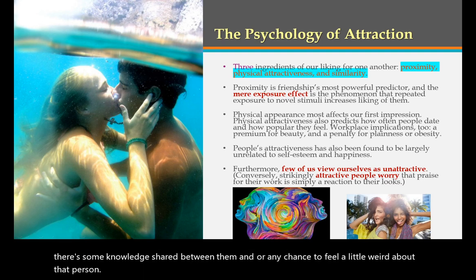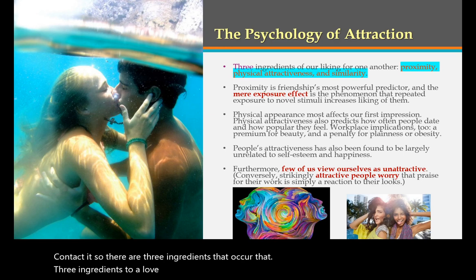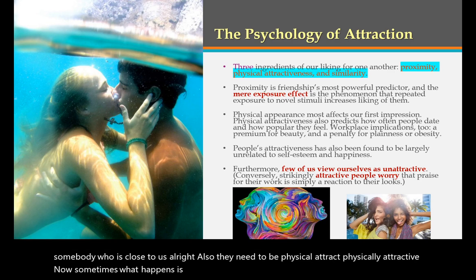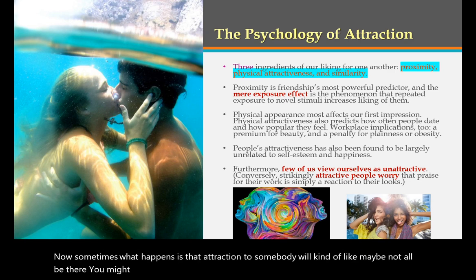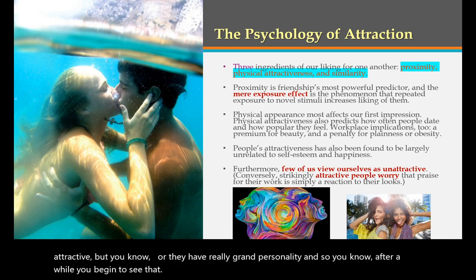So there are three ingredients to a love relationship. Proximity, we're more likely to fall in love with somebody who is close to us, all right? Also, they need to be physically attractive. Now, sometimes what happens is that attraction to somebody will maybe not all be there. There's some things I don't find particularly attractive, but he, she, or they have a really grand personality, and so after a while you begin to see that person as more attractive and the romance builds.